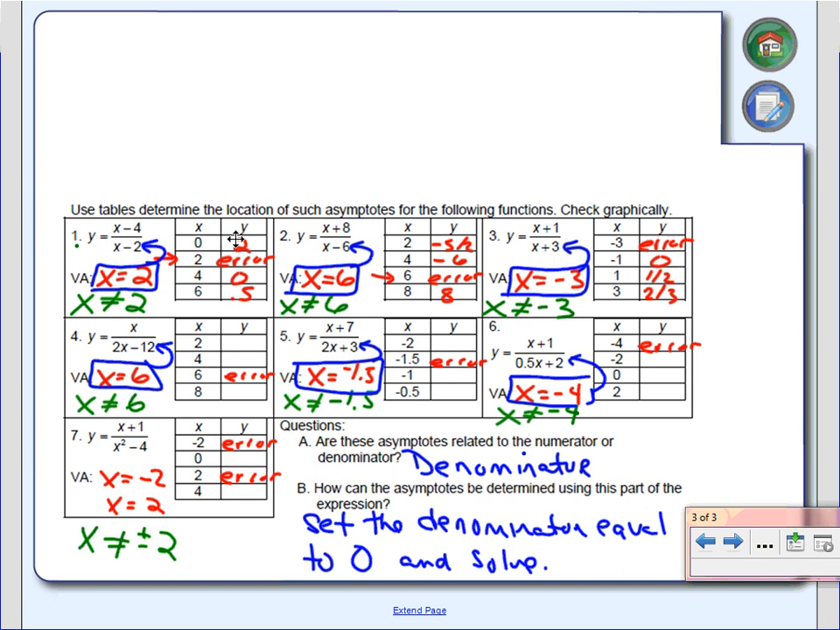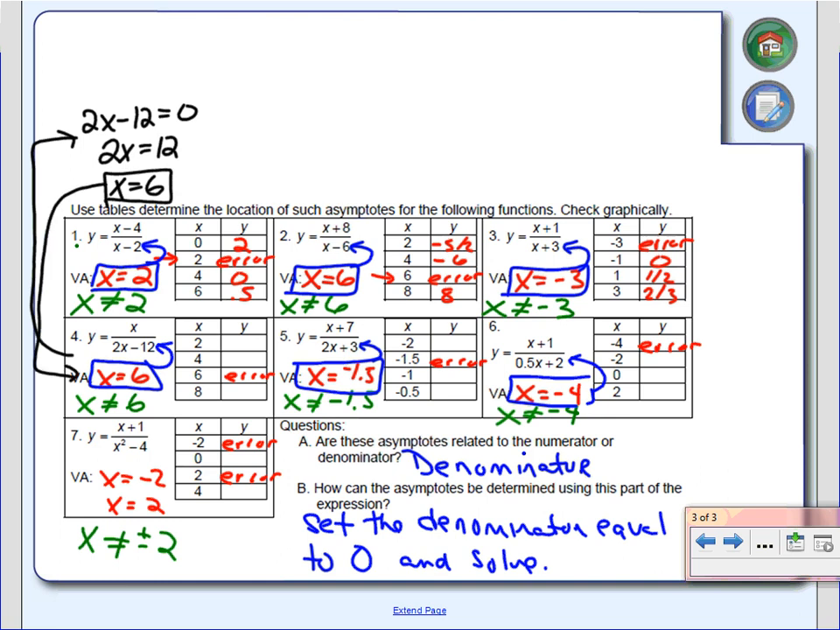So let me show you a couple of examples. Let's start with number 4. If I take the denominator, which is 2x minus 12, and I set it equal to 0, I want you to notice something here. If I solve for x, the first thing I would have to do is add 12 to the 0. And 0 plus 12 is 12, of course. Then what would you do to solve for x? Divide by 2. And what's 12 divided by 2? 6. Notice what my answer is here, and notice what I got over here. Notice it's the same thing.